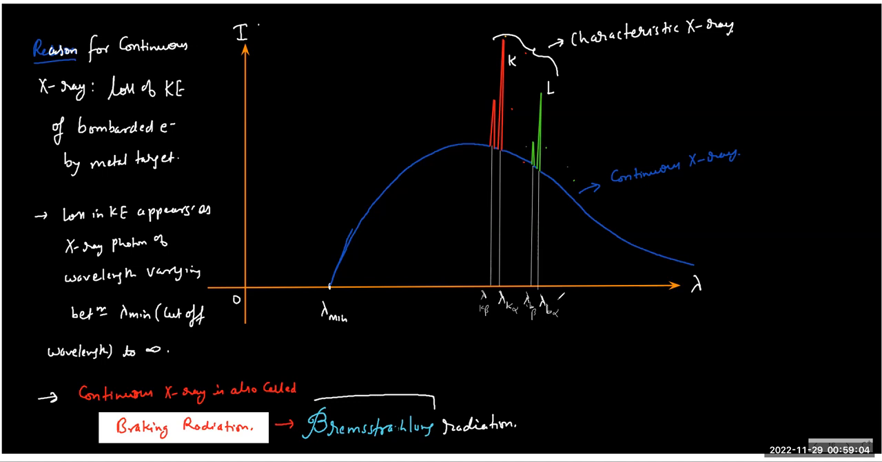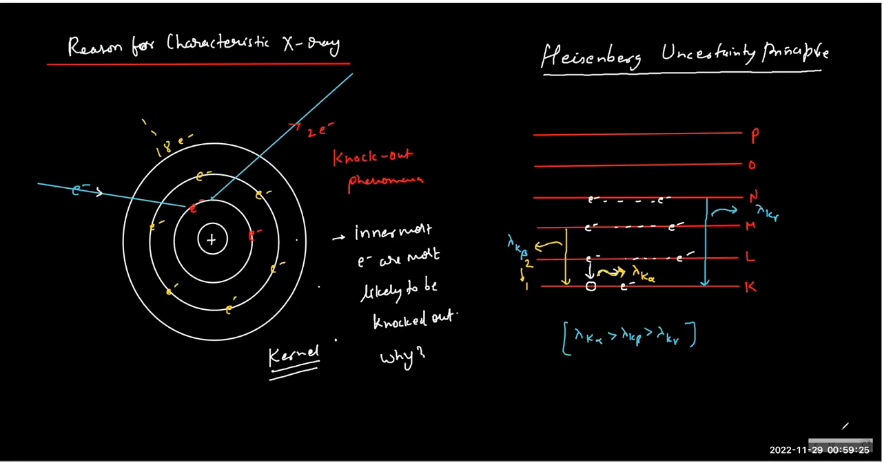Understood? Is this clear? So the characteristic X-ray is clear to all of you? The graph is clear? The event is clear? Yes or no? Yes, sir.